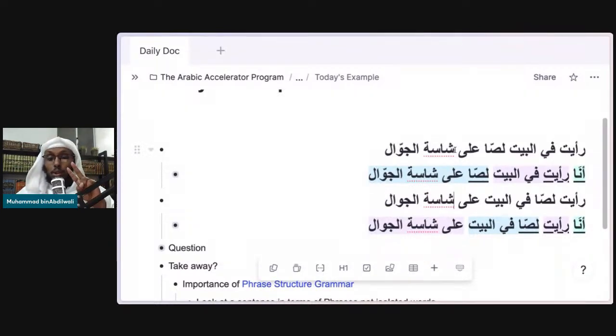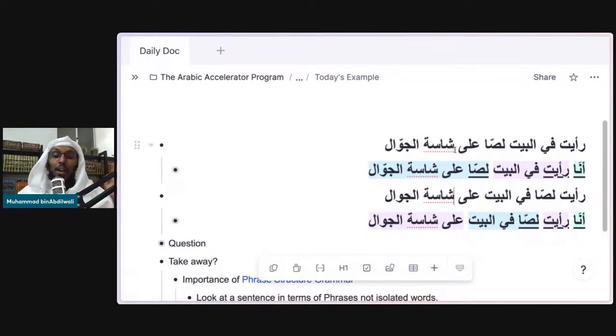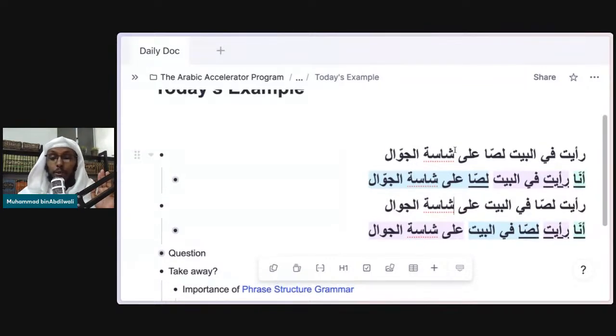Mainly 2 constituents, subject and predicate, mubtada and khabar, fi'l and fa'il, or it might be 3 if we have an object. Okay, and there are very rare sentences that have multiple objects, but we'll talk about that later. Okay, so that's what we have basically. We got 2 or 3 constituents, 2 or 3 components of that sentence. Okay, so separate the sentence into its main components.